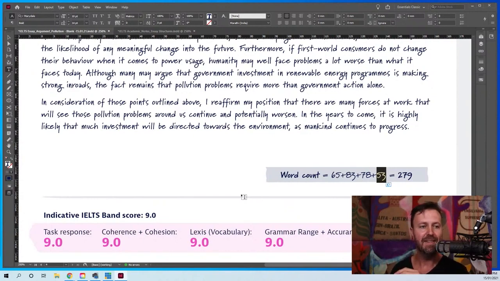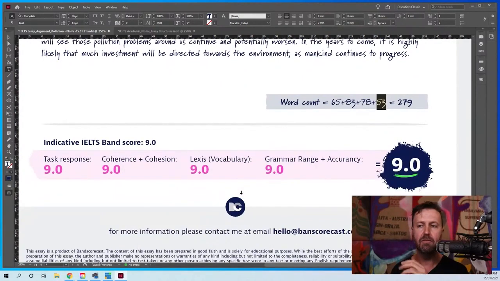Cool. Down below, when looking at the way that the examiner would mark this, I've looked at the framework and really assigned the mark that I would give to this essay. Task response is now band 9. We have directly responded to the question, and we've answered exactly what it required of us.